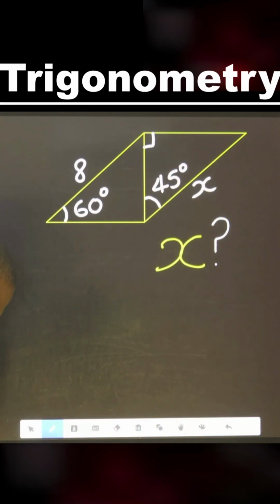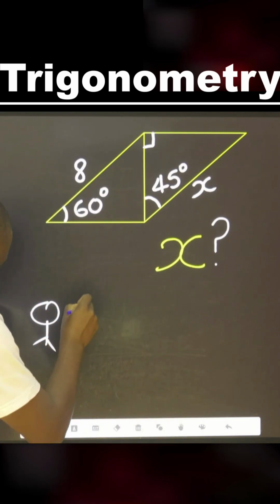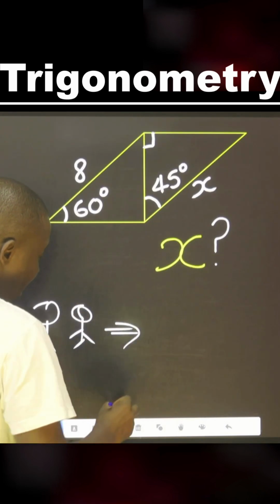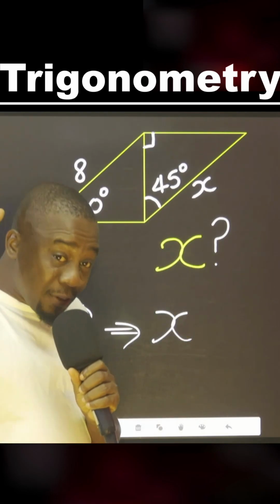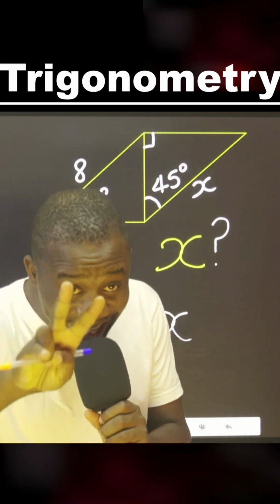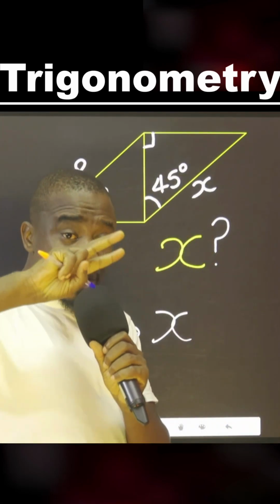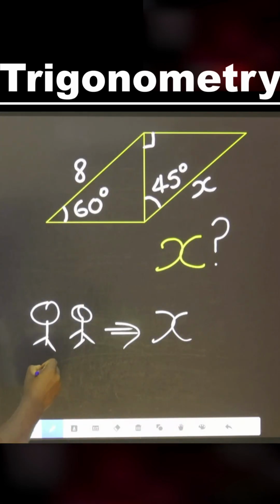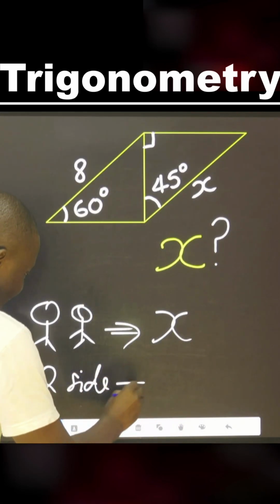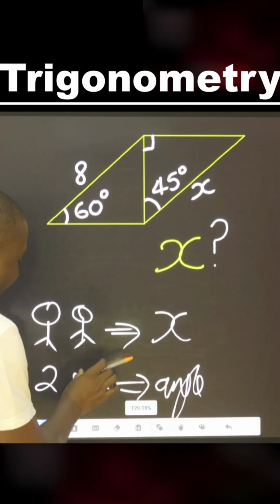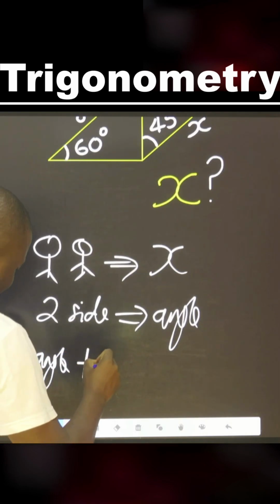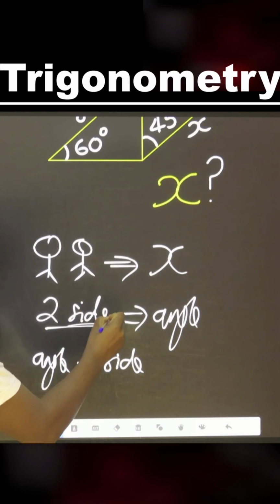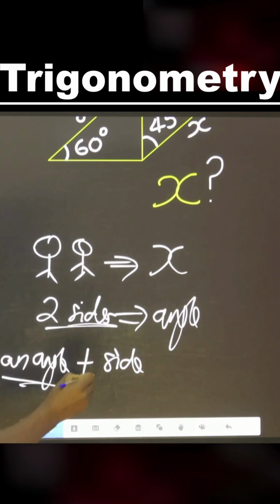Don't worry. The issue is that when it comes to trigonometry, it is always two friends looking for a missing friend, and that missing friend is not X. It must always be two things: either two sides looking for an angle, or an angle and a side.